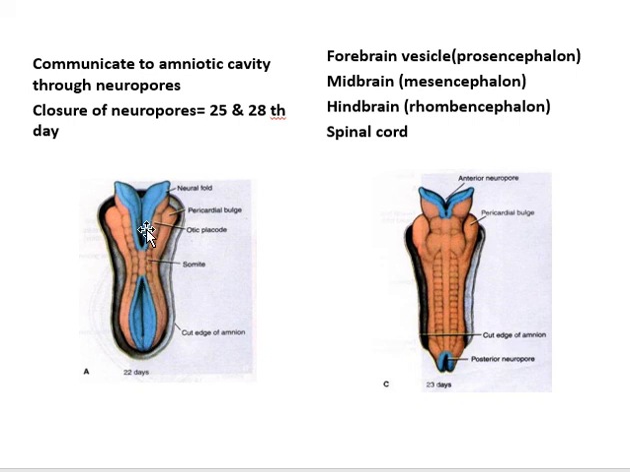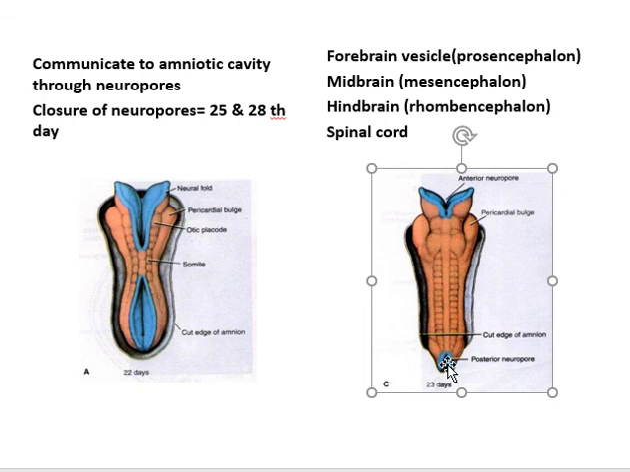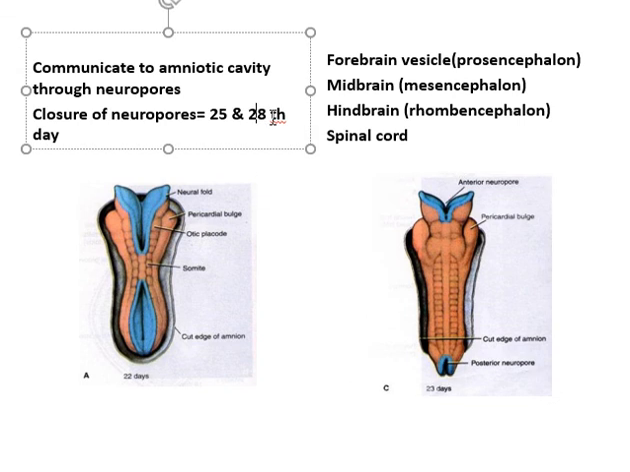When the edges fuse, there will be a tube-like structure formed, and we have the two ends, anterior neuropore and posterior neuropore. These are the openings of this tube so that they can communicate with the amniotic cavity through these neuropores. The anterior neuropore will close on the 25th day of development, and the posterior neuropore will close on the 28th day of development.